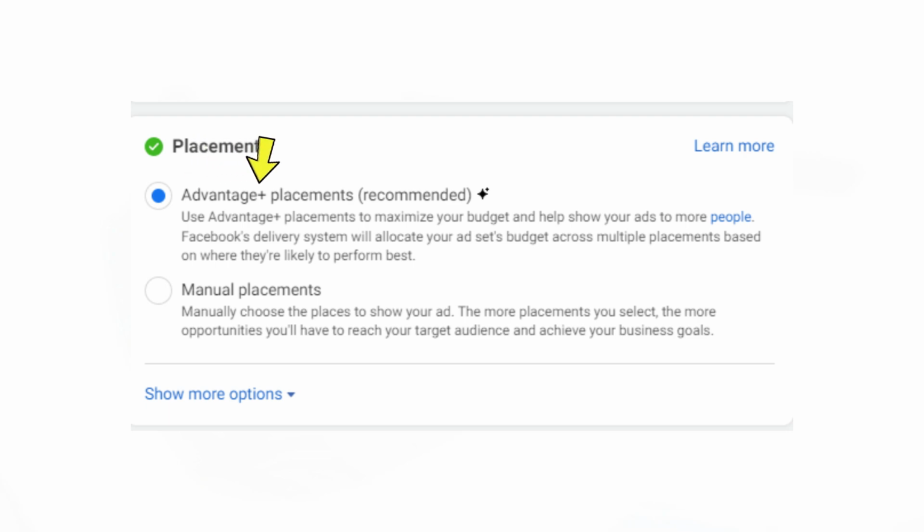Number 3. Instead of manual placement, try Advantage Plus placement. Give Facebook that option to figure out where they can get the conversions instead of you telling them where to get the conversions.